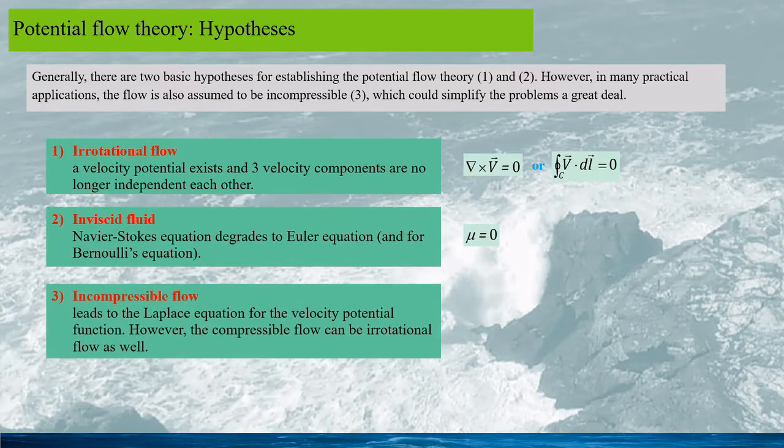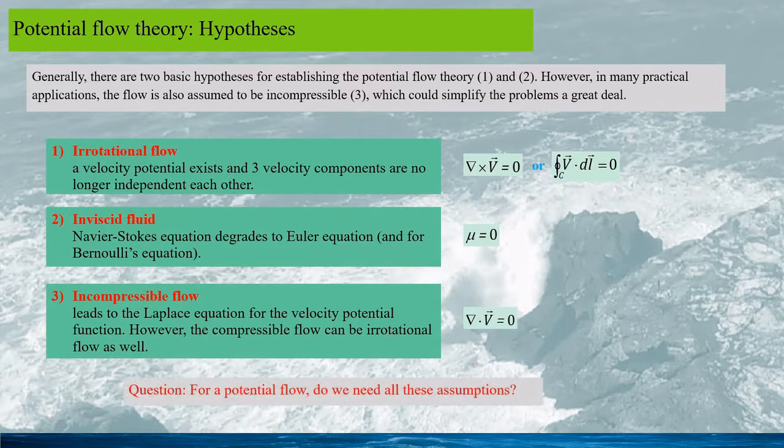However, in many practical problems, the flow is also assumed to be incompressible. This assumption could simplify the problem, making the solution easier to find. It is made for the purpose of simplifying the problem rather than as a prerequisite, because we have seen in many cases the compressible flow can be potential flow too. So the question is, for potential flow, do we need all these assumptions?